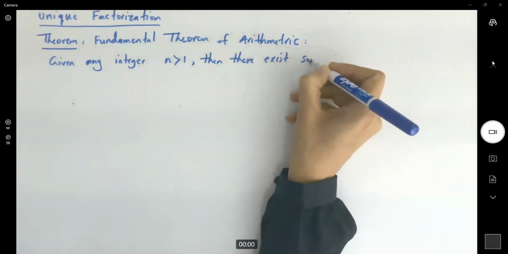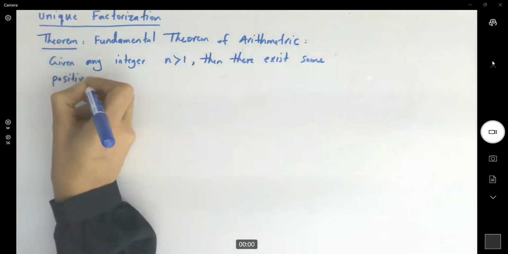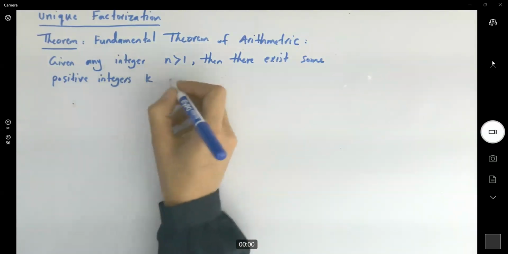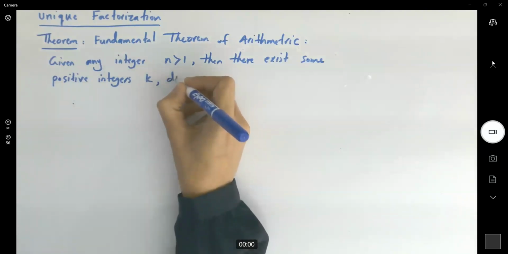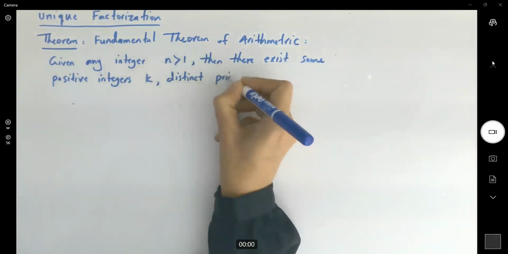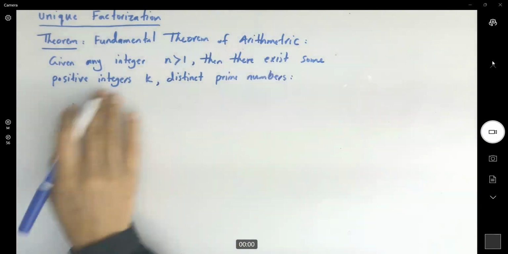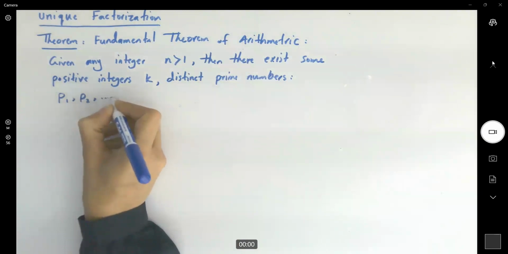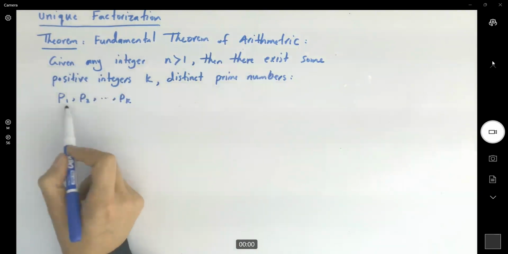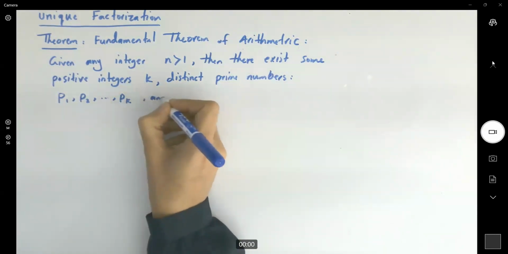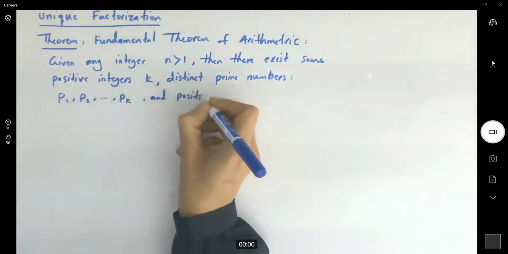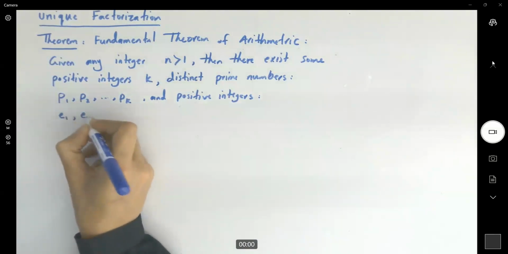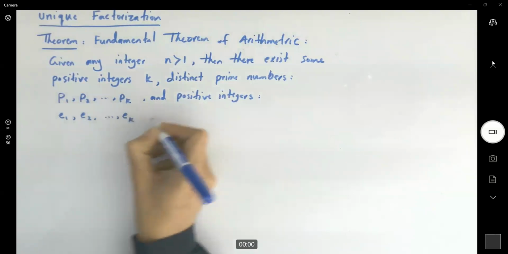There exist some positive integers like k. Also distinct prime numbers that we denote by p sub 1, p sub 2, p sub 3, and p sub k. So you have distinct prime numbers. And also positive integers e sub 1, e sub 2, and e sub k, such that.